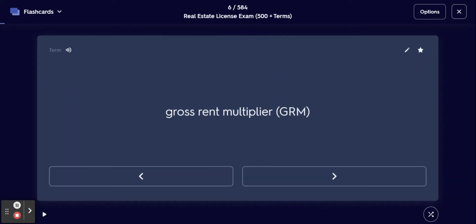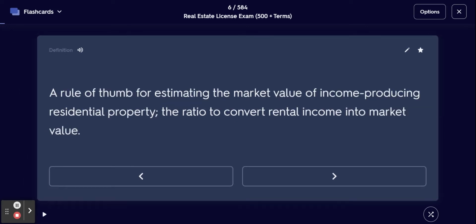Gross rent multiplier. A rule of thumb for estimating the market value of income-producing residential property, the ratio to convert rental income into market value.